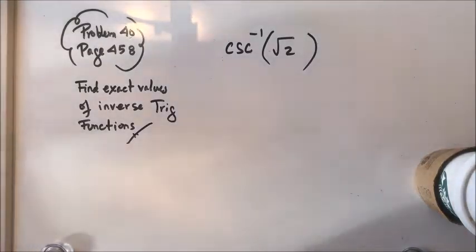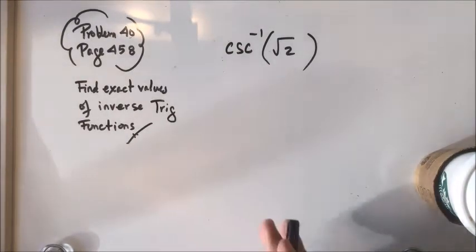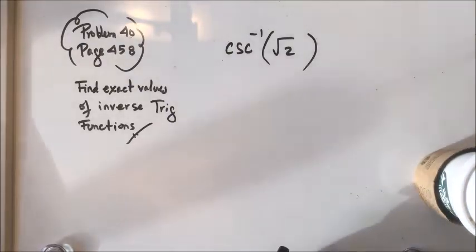Okay, welcome back. Problem 40, page 458, sister problem to problem 39, I believe, in your homework. And this one looks easy, and maybe it is. It says find the exact value of arc cosecant of root 2.